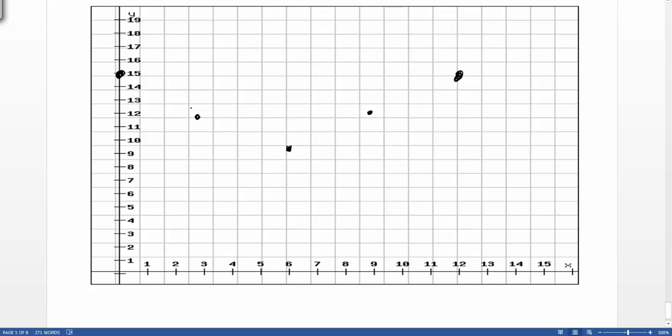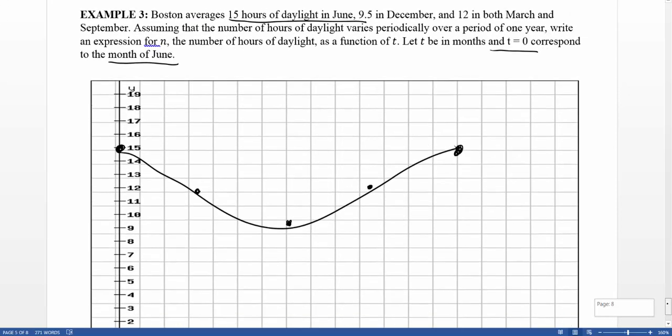Looking at my dots, I get the sense that this is going to be a cosine graph, because if I connect these dots, this has a distinct cosine shape. If I had a sine graph, my original function would have been increasing to start, but instead it was decreasing to start, which tips me off that it's going to be cosine. So here I have cosine as my outer function. And remember that my independent variable is time, so I'm going to have a t in here.